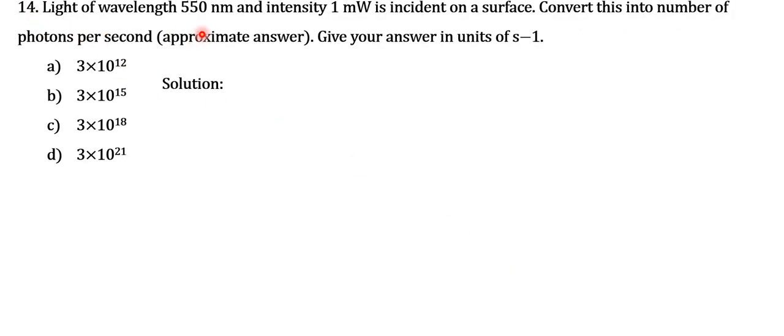So next is: light of wavelength 550 nanometer and intensity 1 megawatt is incident on a surface. We have to convert it into number of photons per second. Wavelength is given, intensity is given. Photons per second is basically second inverse. It's a number per second, right? The number is just a count, it doesn't have a unit, and it's per second, therefore second inverse. So how do you convert it into photons per second?